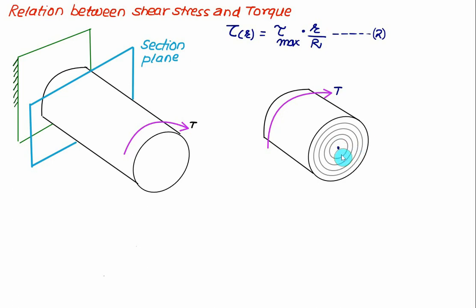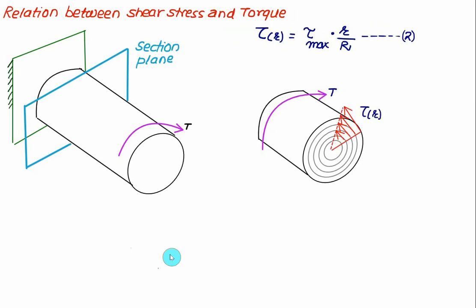At the center it will be equal to 0, and it will go on increasing as we move from the center to the outer surface equal to R. So this one is our distribution of the shear stress, which is a linear distribution. In fact, the shear stress value will go on changing from center to outer periphery. So we can solve this problem by the integration method to find out the total torque.